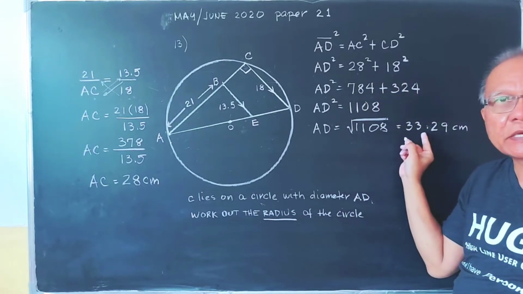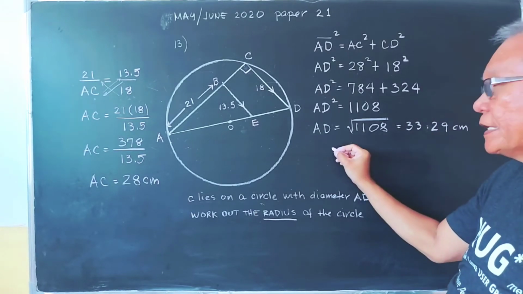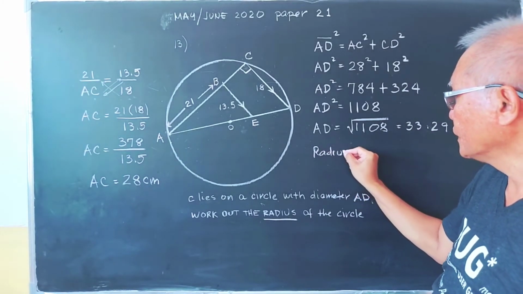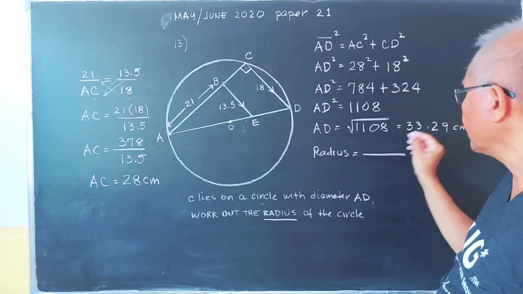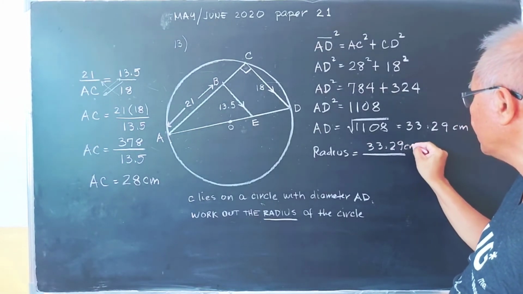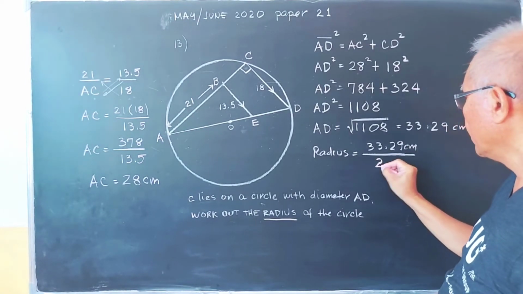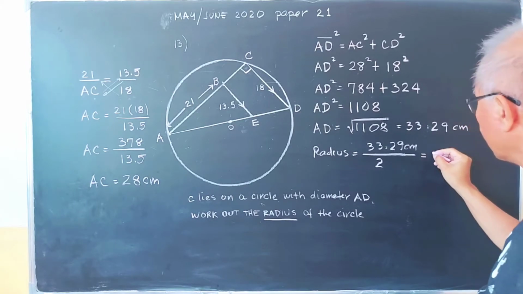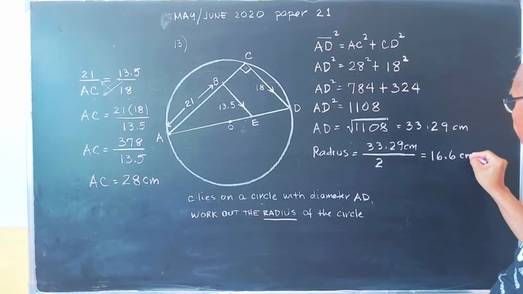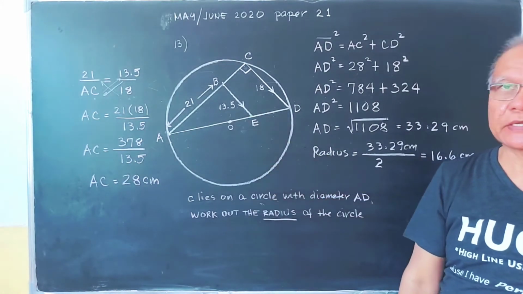This one is the diameter. So what do we do? We just divide this by 2. So the radius is equal to 33.29 centimeters divided by 2, and that would give us 16.6 centimeters. That is the radius of our circle.